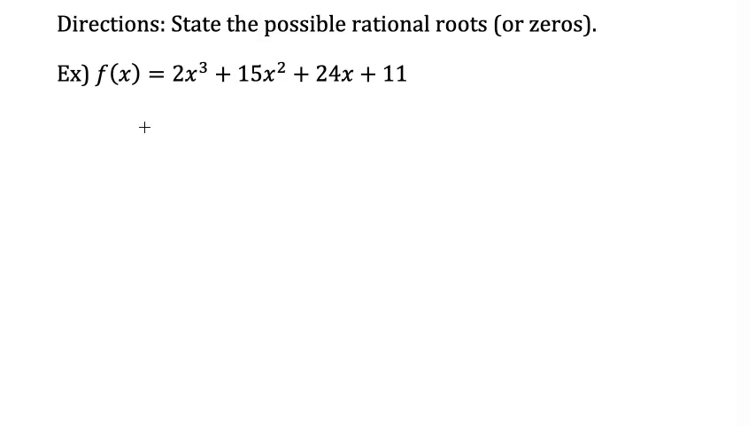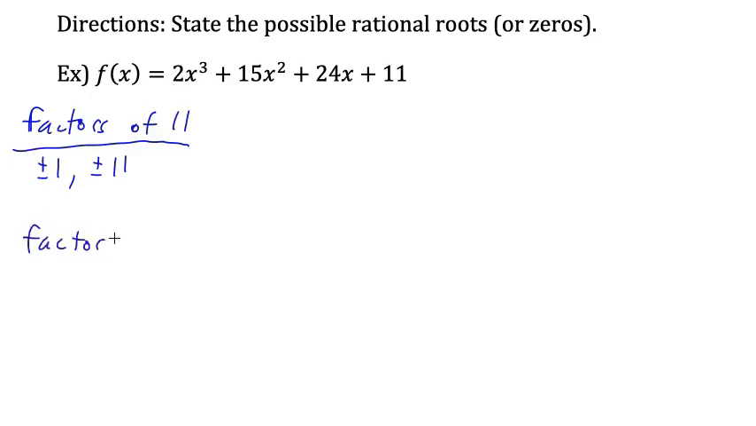Let's try another example. So we'll start by listing out the factors of the constant term. So we have the factors of 11. Well, let's see, that would be positive and negative 1. And 11 is a prime number, so nothing divides into it besides 1 and itself. So that would be positive and negative 11. And then we want to list out the factors of the leading coefficient, the 2. So we need to figure out the factors of 2.